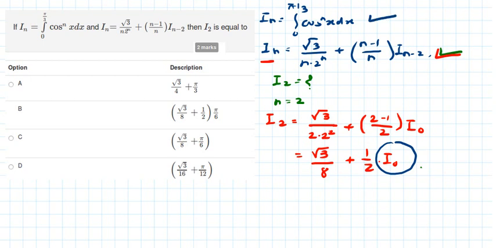and the given example is In is equal to integration 0 to pi by 3 cos raised to nx into dx. If we put n is equal to 0, then see what will happen.